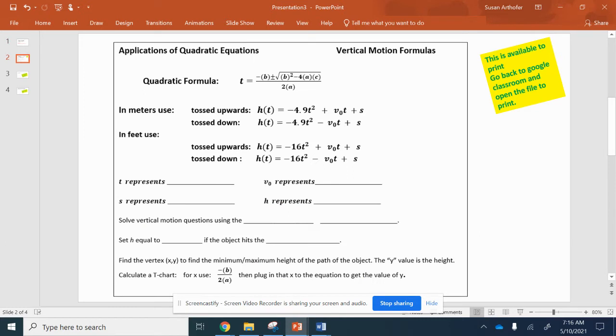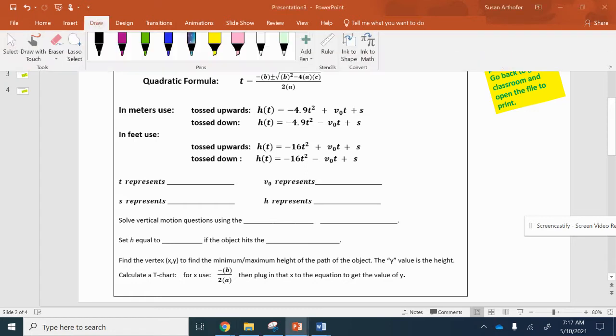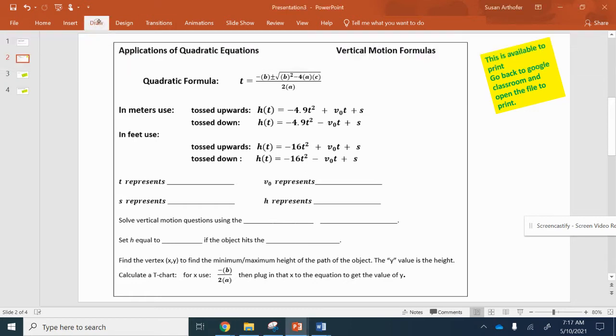Okay, so this is available to print. You would just have to go back to Google Classroom and open the file to print it. You should go back and save the file onto your drive so that you can access it. If you need to, you could always write everything down here, but it'd be best to go ahead and save the file or print the file. Okay? All right, let me just pick up a pen here.